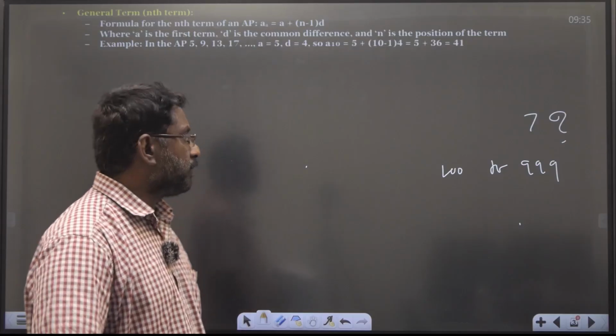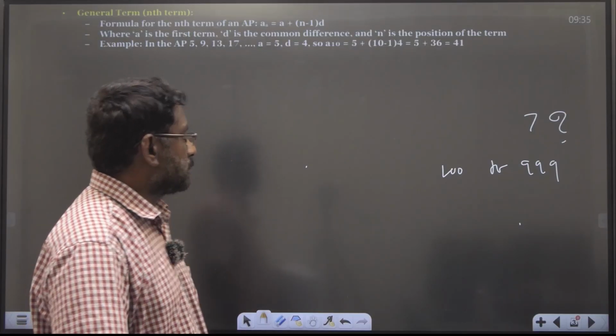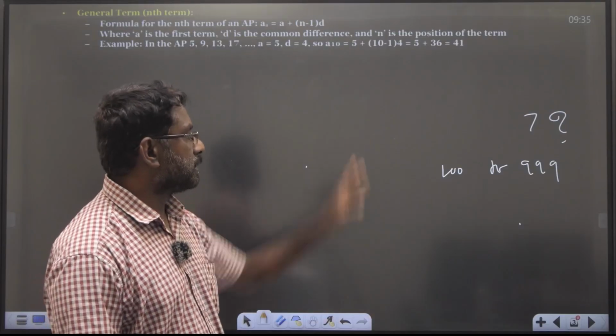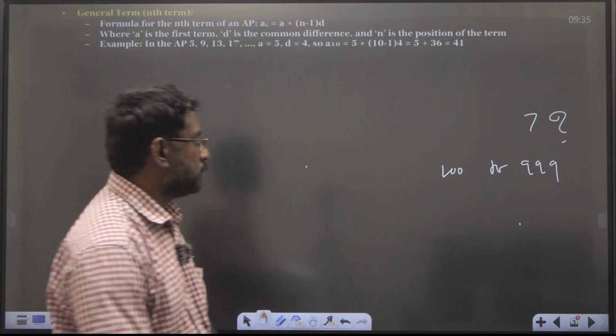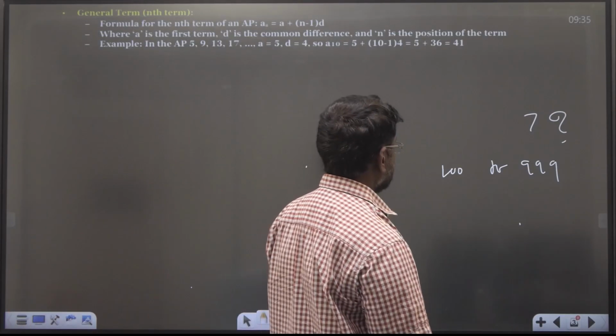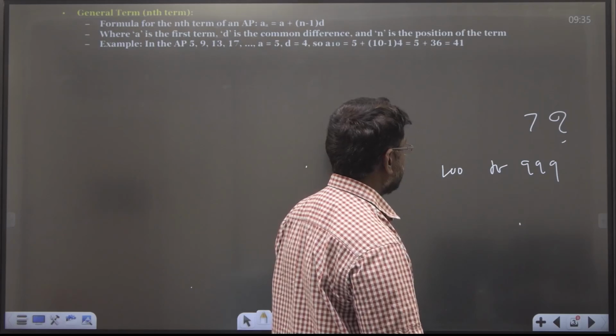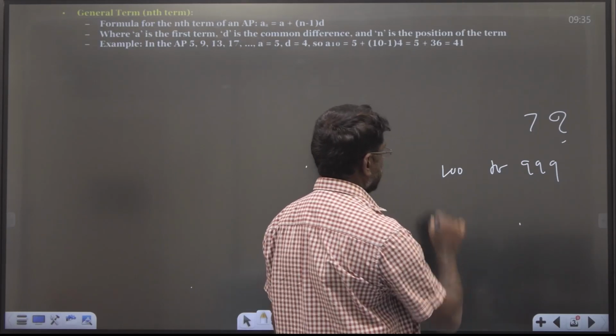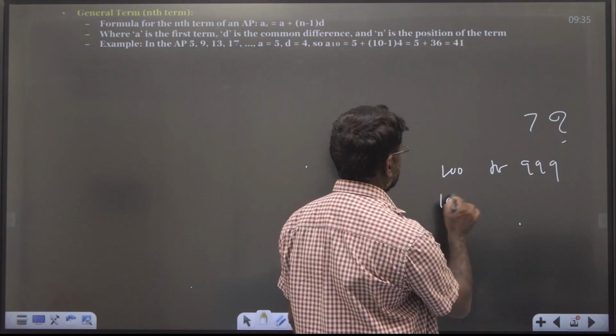Here we have to find the first three-digit number which, divided by 7, leaves remainder 0. What is the first three-digit number? 101 is not divisible; it is 105.